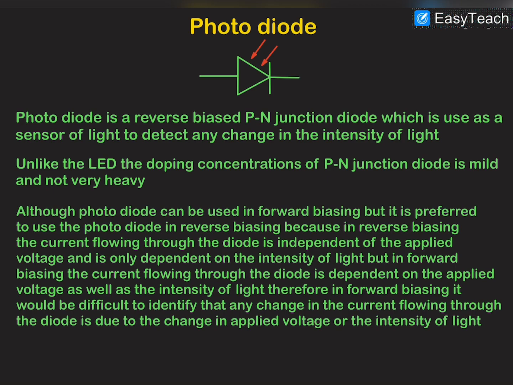A photodiode can produce a significant amount of change in the current flowing in the circuit when the intensity of light falling on it changes. This is the symbol of the photodiode, in which these two arrows represent the light intensity falling on the diode. Although we know that a photodiode can be used in forward biasing, we prefer the photodiode to be used in reverse biasing.